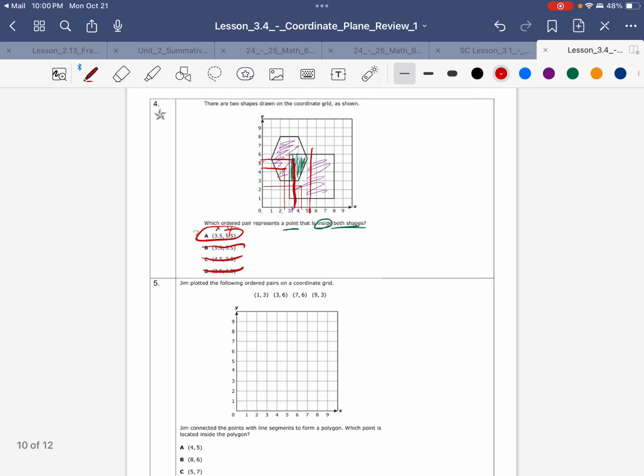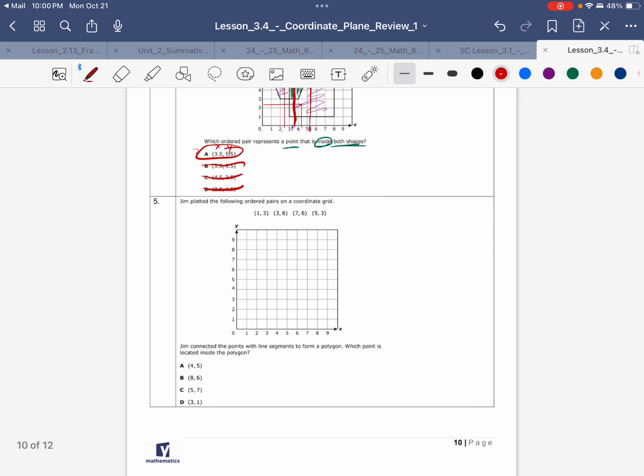Okay, number 5. Jim plotted the following ordered pairs on a coordinate grid: 1, 3, 3, 6, 7, 6, and 9, 3. Jim connected the points with line segments to form a polygon. Which point is located inside the polygon? So for a question like this, you have to graph your points. This is X, this is Y. Because what they're saying is he plotted these.